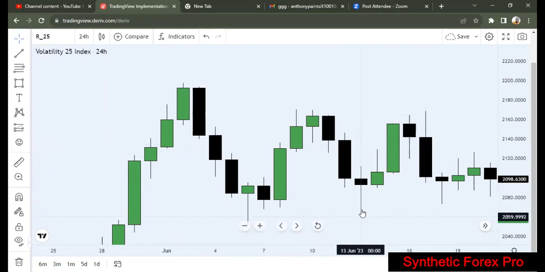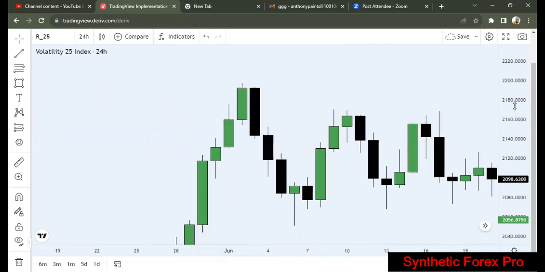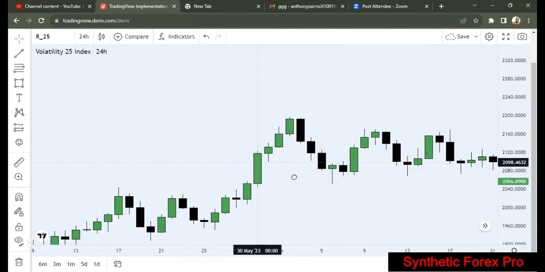It rallies down to form this low here, up to form this high in here, and then onwards, and then it goes. Okay, so that is how highs and lows are formed.